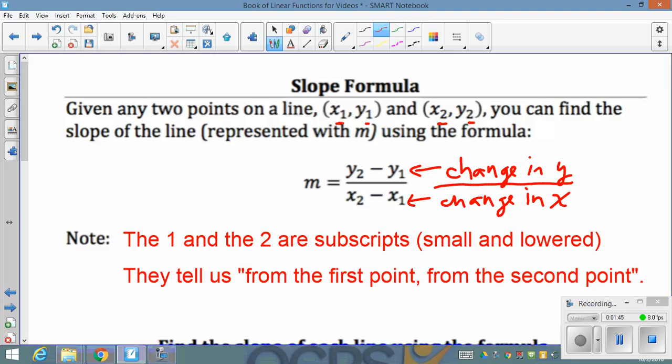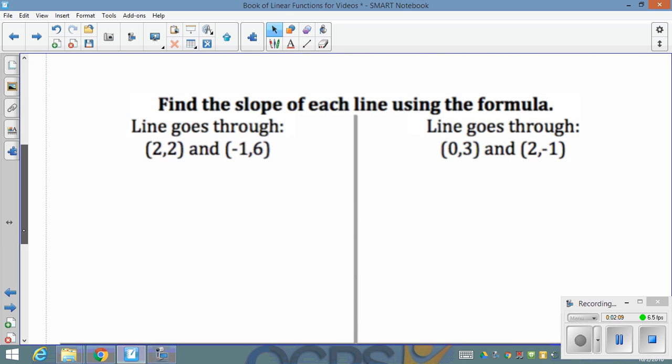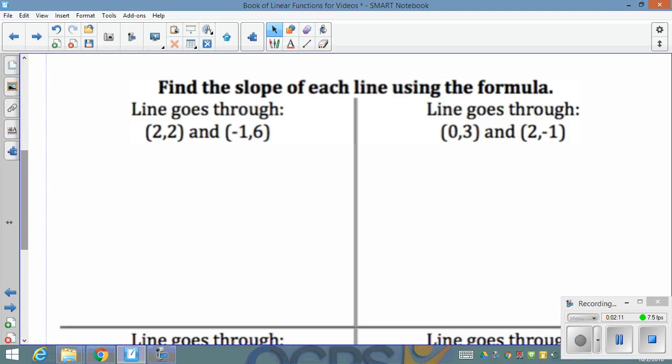So our formula here tells us to do y2 minus y1, that's our numerator, over x2 minus x1, that's our denominator. And again, all we're doing is the difference in the y over the difference in the x, which is the same definition for slope that we were using the last couple of days. So let's look at some examples. We have 4 examples. They're all set up the same. We're given that a line goes through 2 points, and we're asked to find the slope.